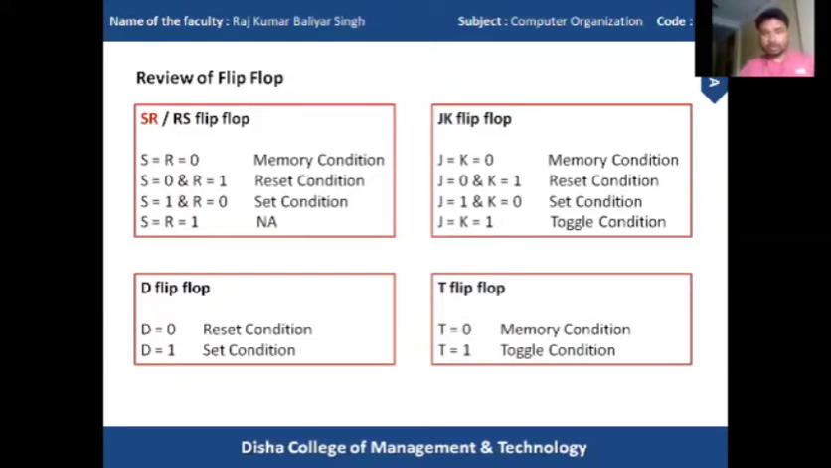And when both J and K terminals are connected together, we are getting two conditions: one is the memory condition, another is the toggle condition. Because in T flip-flop we have only a single input terminal, and we can supply either 0 or 1. So we are getting two conditions: one is the memory condition and another is the toggle condition.